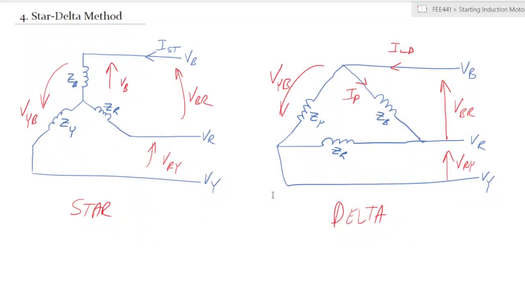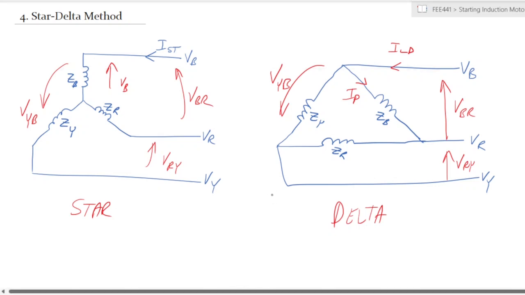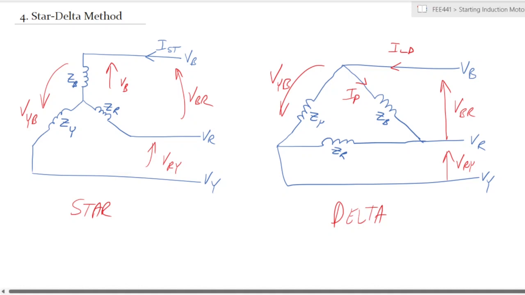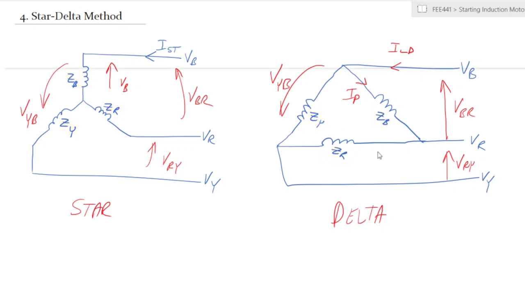So let's move on to the star delta method of starting induction motors. Now, on screen, you can see two configurations. So you have the star configuration and the delta configuration. Assuming that these are the same motors, that is, we have the same sets of windings, but configured in two different configurations, the star and the delta, okay?